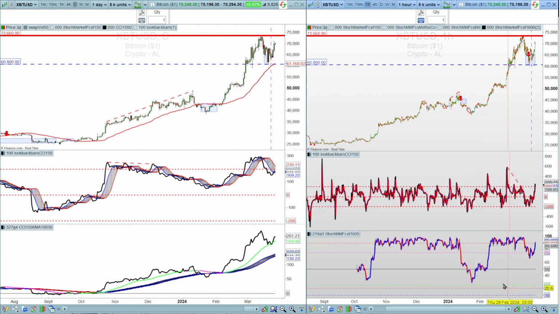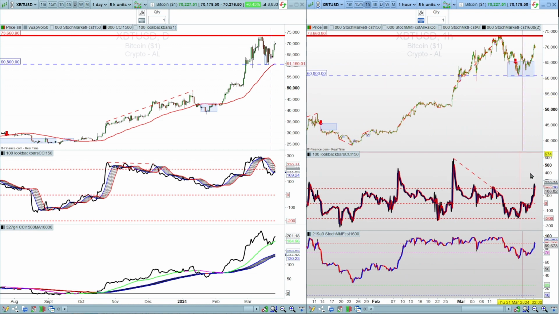If I zoom out first off on the 1 hour chart, you can see there we're overbought, broke down, hit this support at 68,000 after hitting that resistance at 73,660. It's making a retrace back to the upside. So it's moving back towards the overbought territory.